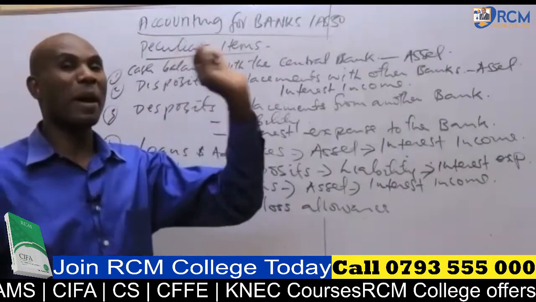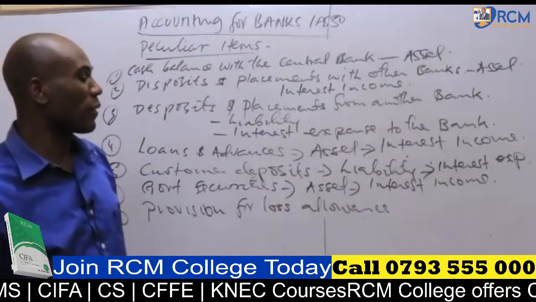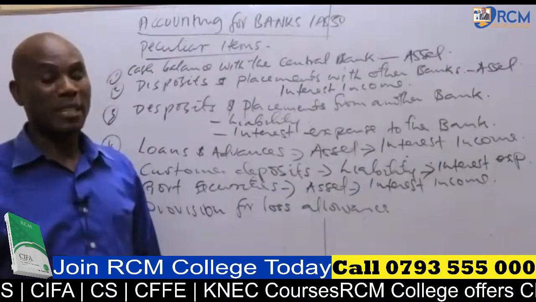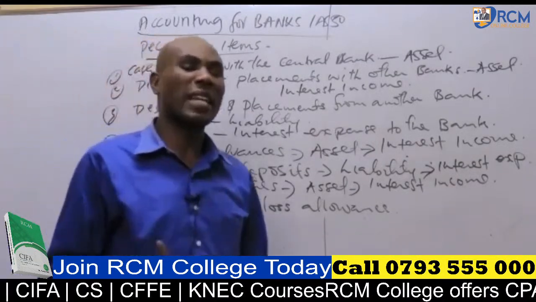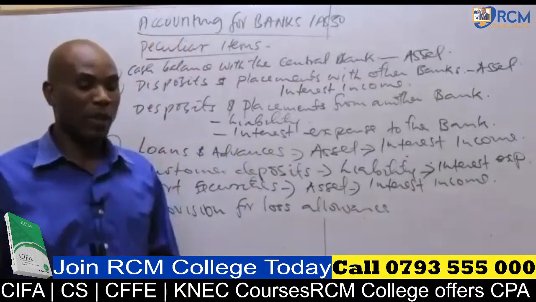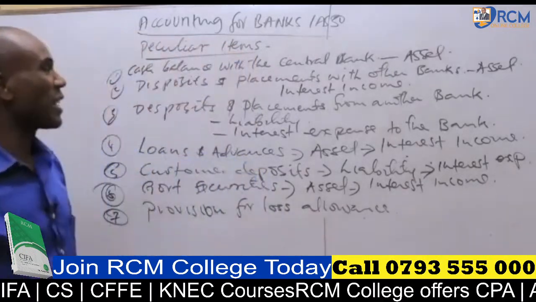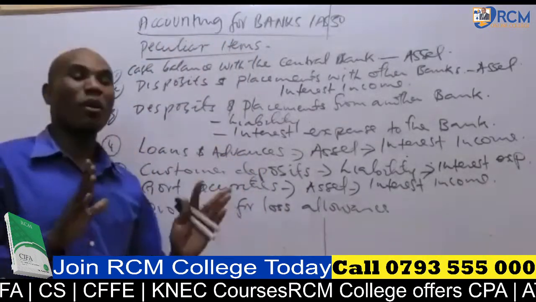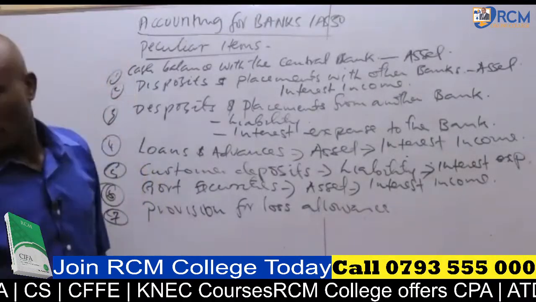The moment the bank gives you a loan, you are required to compute an impairment of that loan and expected credit loss. Those are some peculiar items that we shall be finding in a bank. Otherwise, the bank statement is just like any other financial statement. Let's look at a small format of the income statement of a bank, then we do a question. Any questions so far?